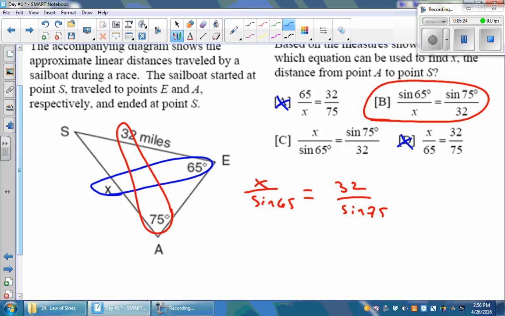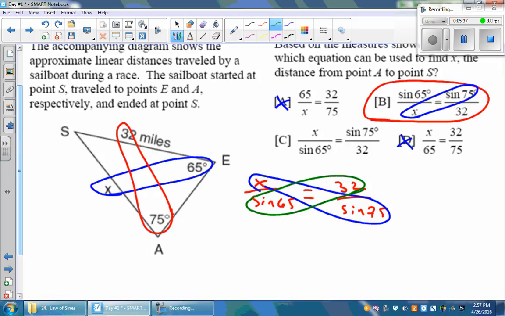If you think about it, if I were to cross multiply here, I would take x and multiply it by the sine of 75. Same thing here, I would take x and multiply it by the sine of 75. And then for the last part, I would take 32 and multiply it by the sine of 65. Since these pieces all line up, it's the same proportion, even though it's upside down.